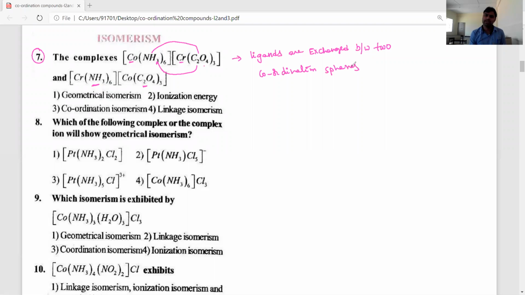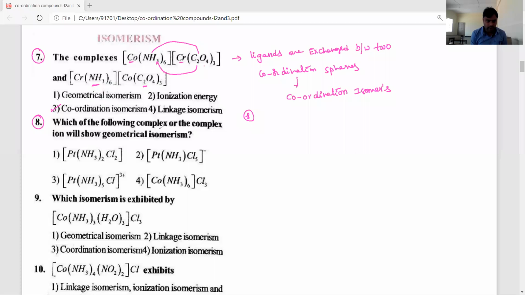So for the isomerism concept, first we have to check whether the molecular formula is the same or not. After that, we check what type of changes are present. According to those changes, we can identify what type of isomerism it is. Then it is called coordination isomers, and the phenomenon is known as coordination isomerism. So the answer is the third option. Let's see the eighth question, dear students.